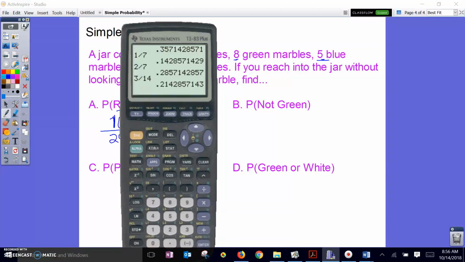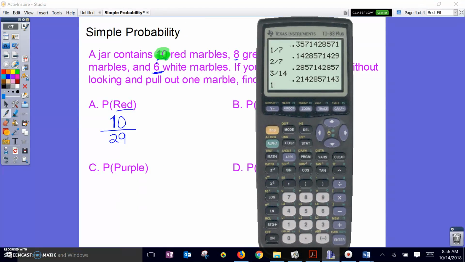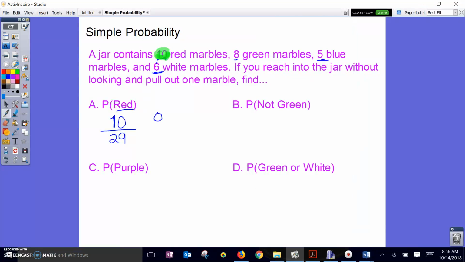Or if you want to find it as a decimal, you're welcome to do that. But 10 over 29 is certainly an acceptable answer here. We get 0.345, or 34.5%. So any of those 3 would be a good answer for that one.